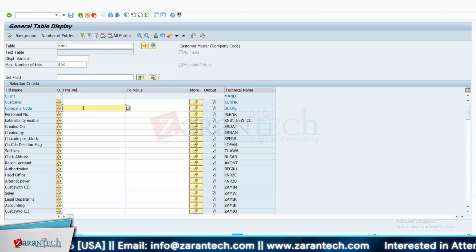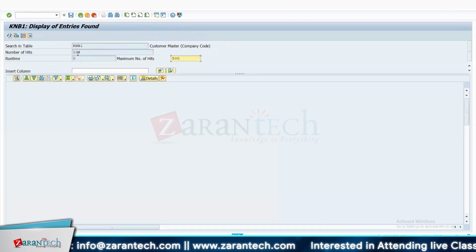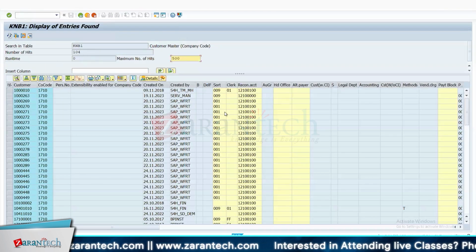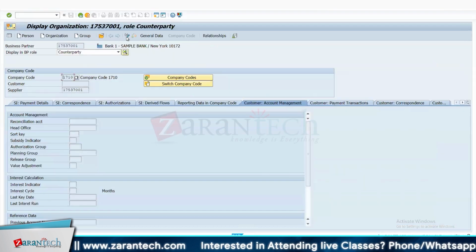So I'll just give 1710 here. So these are the inputs for this table. Just execute this. So I have got 104 entries for this table. So now I'll pick up this reconciliation account and I'll put this here. I'll edit this. This is the edit button.